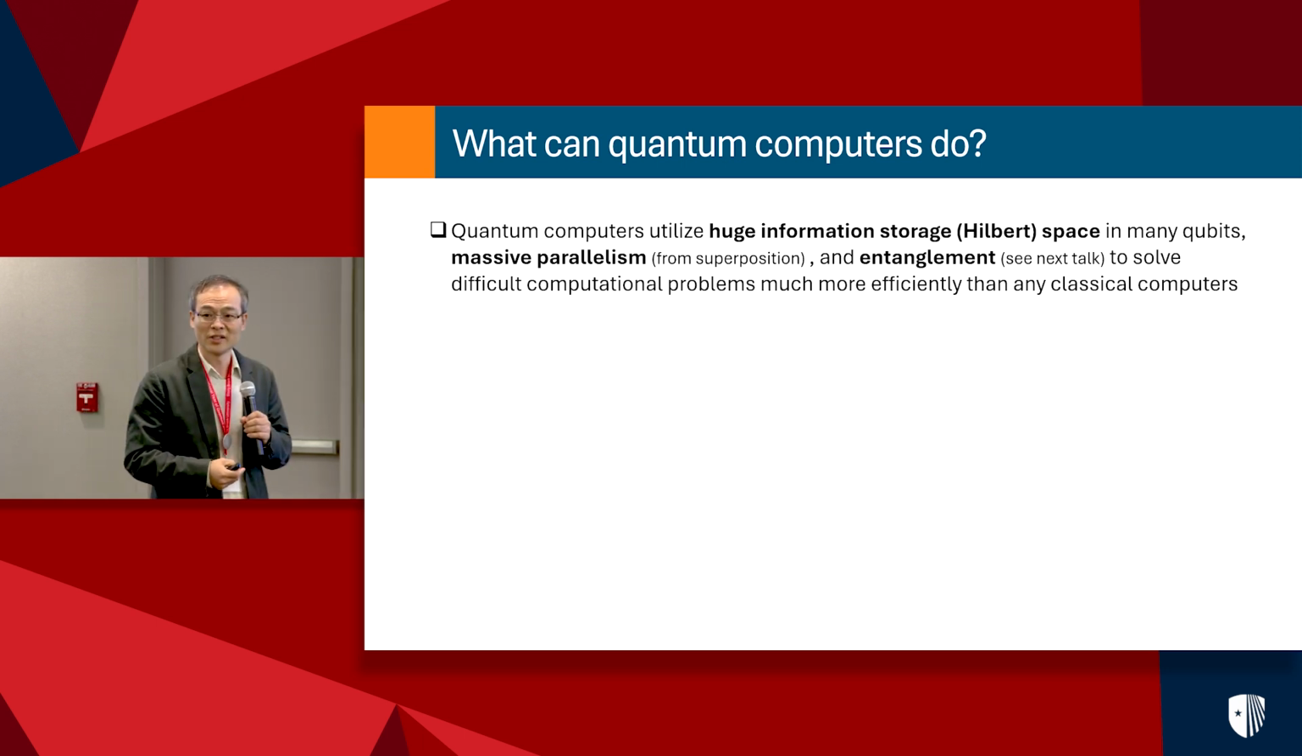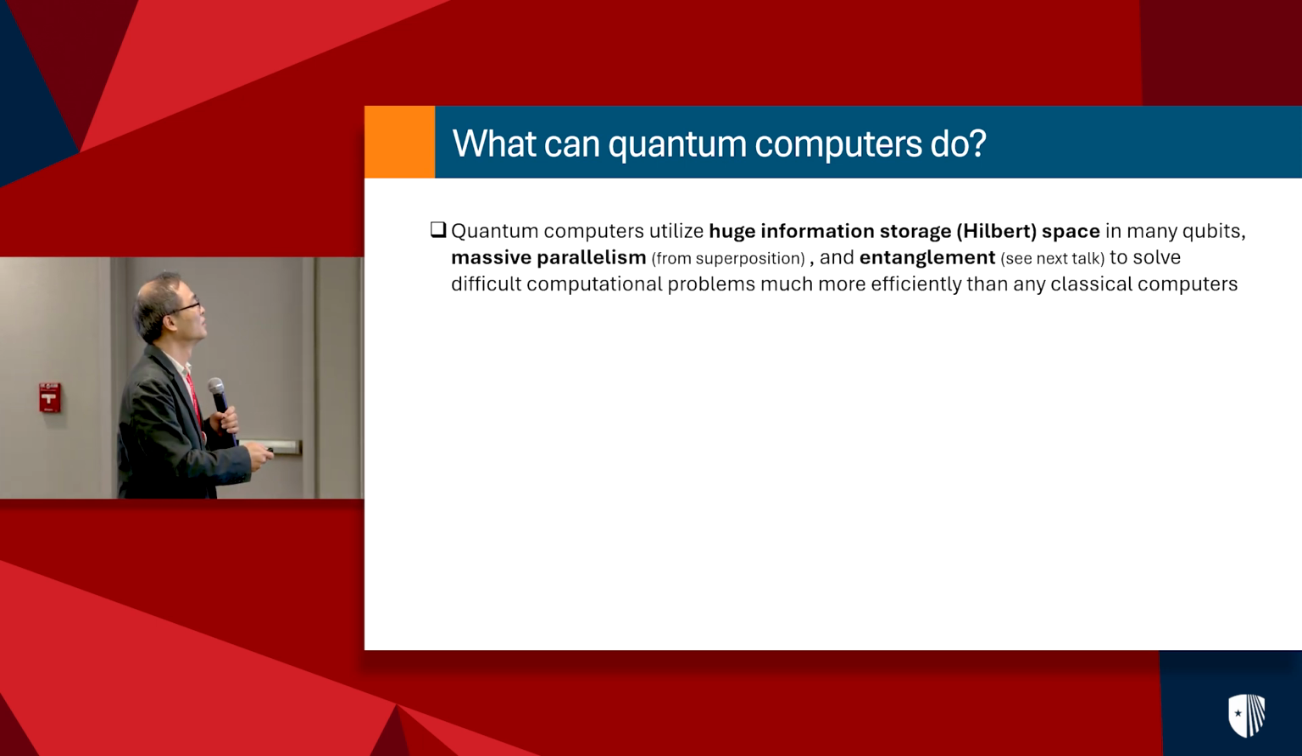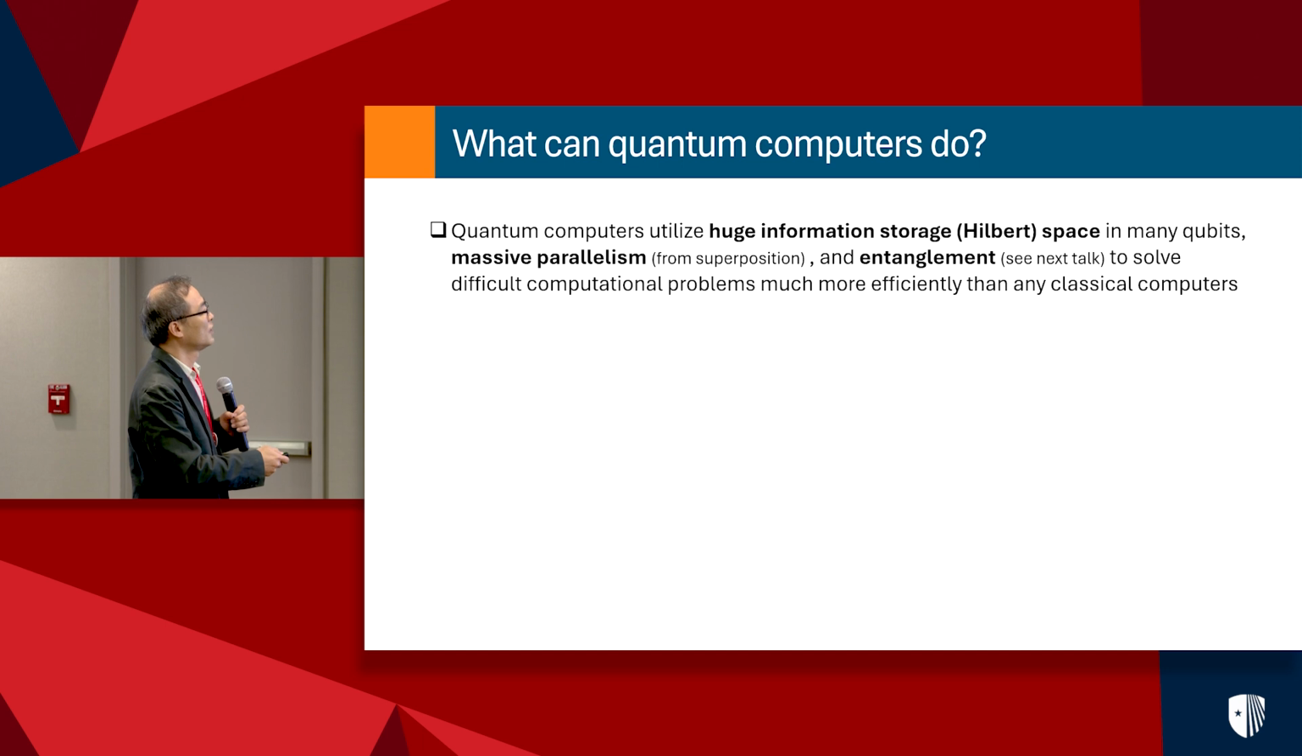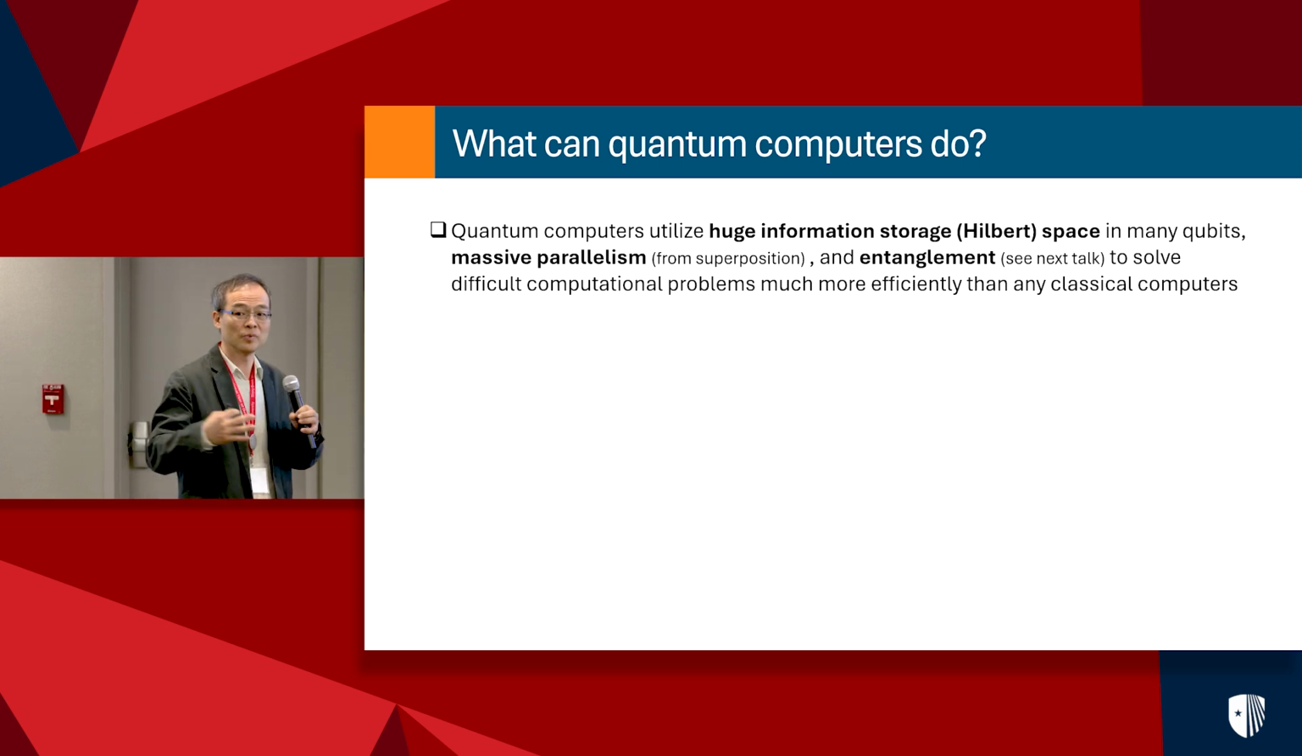So the next question is, what can they do? They utilize many qubits, so there is a lot of space. We call it Hilbert space. It's a huge information storage space. And massive parallelism, because you could use superposition.